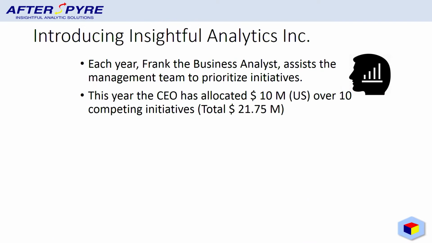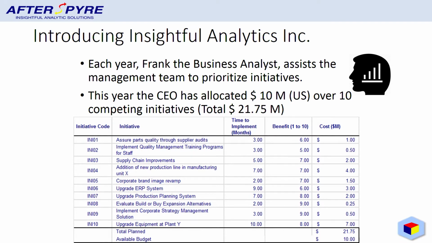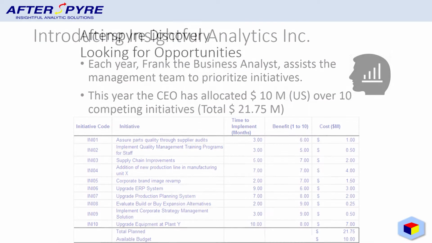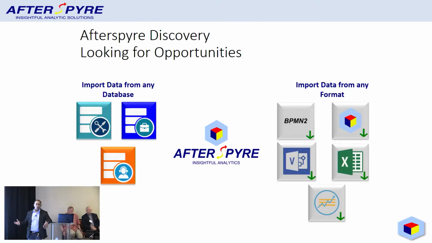So Frank's here. He's the business analyst, and he's going to support the management and the CEO to allocate $10 million over 10 projects, which of course total $21 million. Now, normally this is done as a thumb suck. Using Afterspyre, we could actually import data, in this case from Excel, but we could import from any database, a BPMN 2 tool, Visio, or pretty much any other format.